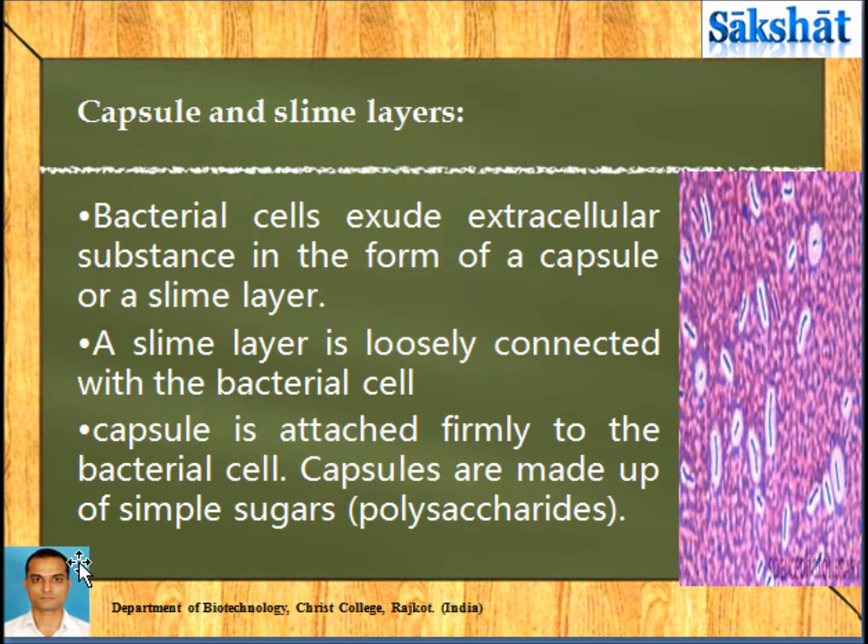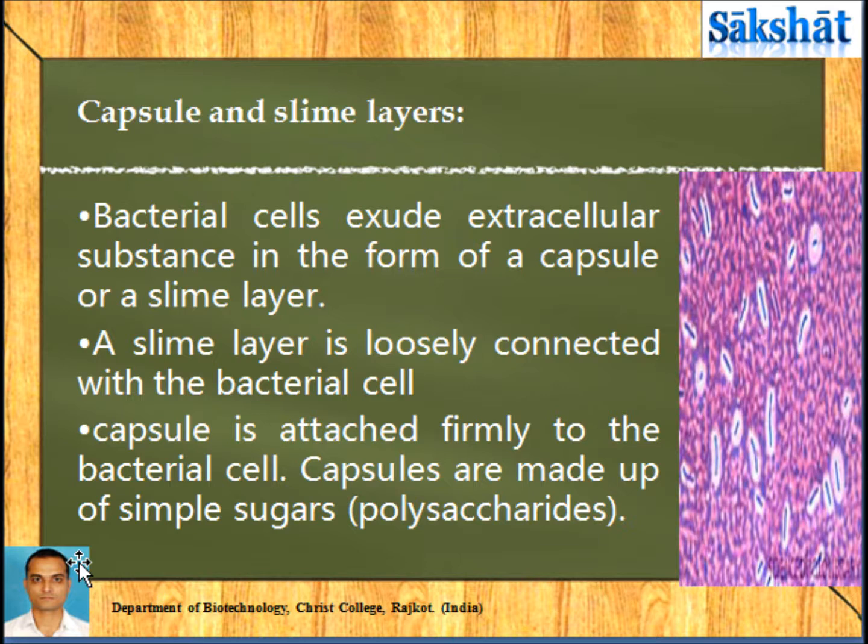The next structure is the capsule and slime layers. Bacterial cells exude extracellular substance in the form of a capsule or a slime layer. A slime layer is loosely connected with the bacterial cell and can be simply removed, whereas a capsule is attached firmly to the bacterial cell. Capsule has specific margins. Capsule can be seen under a light microscope using capsule staining with India ink. Capsule does not take up the stain and appears as a clear halo surrounding the bacterial cells.